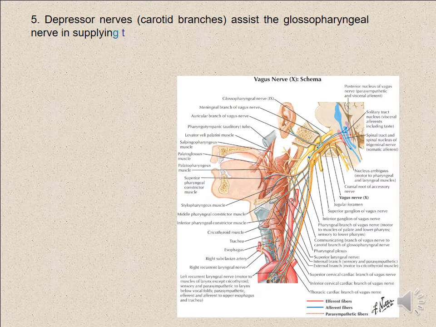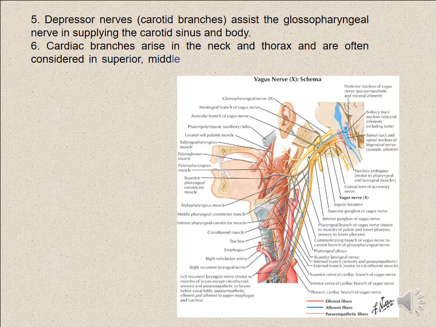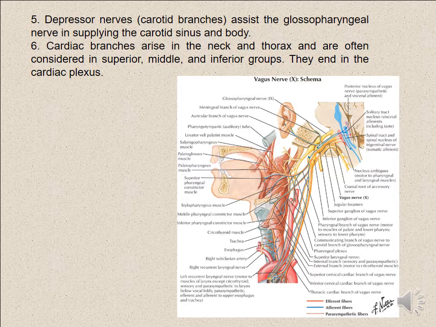Fifth branch of vagus nerve is depressor nerve. Carotid branches assist the glossopharyngeal nerve in supplying the carotid sinus and the body. Sixth branch, the cardiac branch, lies in the neck and thorax and is often considered in superior, middle, and inferior groups. They end in the cardiac plexus.